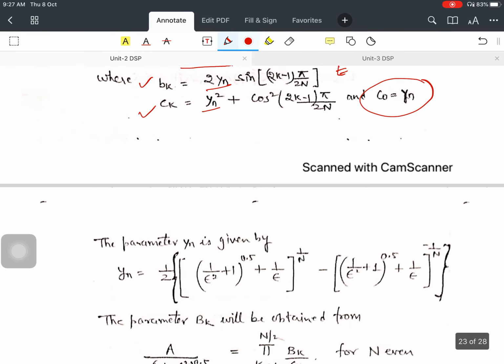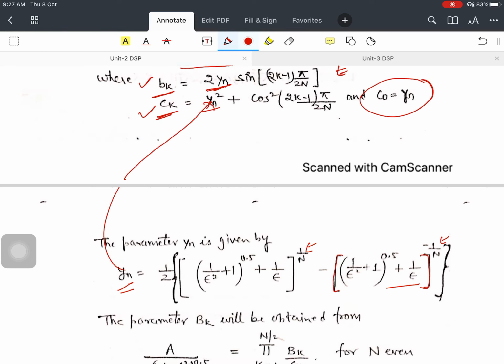So the parameter yn is given by 1/2 times [((1/ε² + 1)^0.5 + 1/ε)^(1/n) − ((1/ε² + 1)^0.5 + 1/ε)^(−1/n)]. So one time plus 1/n, second time minus 1/n. From this yn will be calculated, and we will put yn over here in this equation. When we put it in this equation, we will get the values of bk and ck.